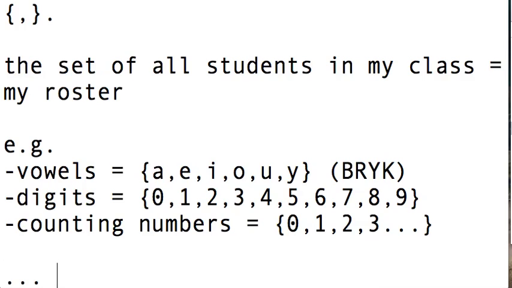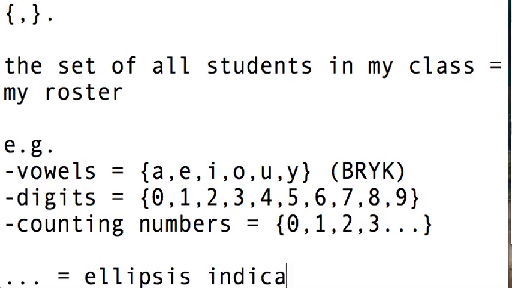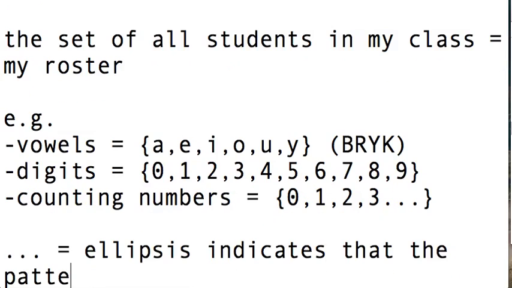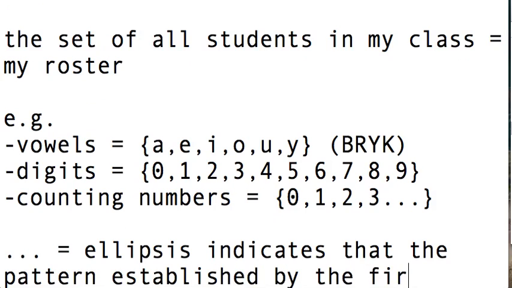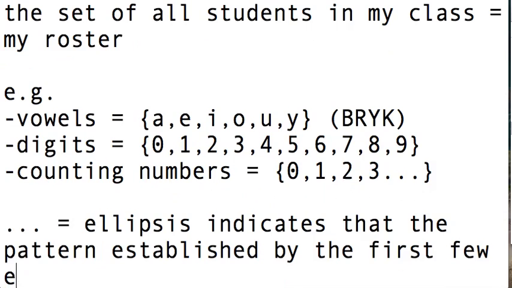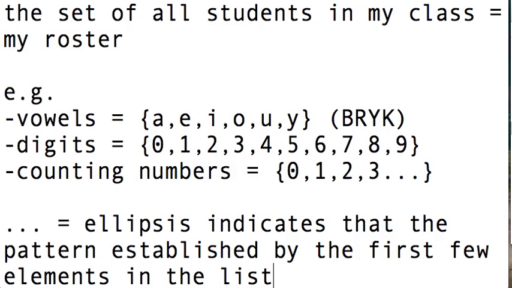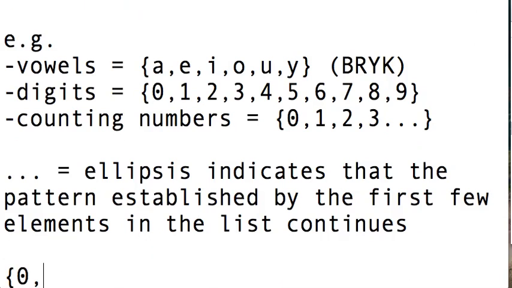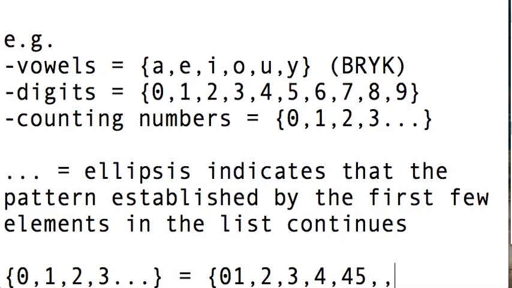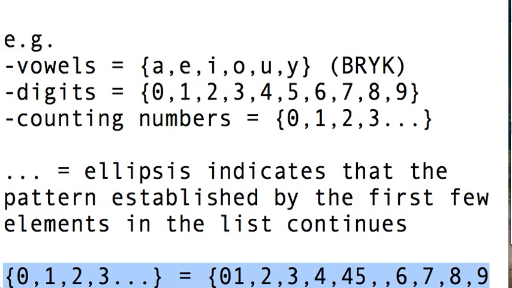So these dots here, which you might know as ellipses, indicate that the pattern that's established by the first few elements in the list continues. So we can just assume that when I write 0, 1, 2, 3, 4, etc., then this is really 0, 1, 2, 3, 4, 5, 6. I'm going to stop.